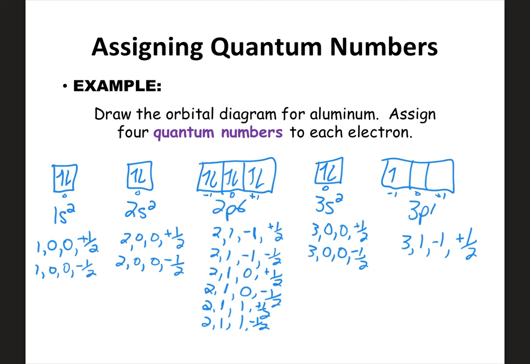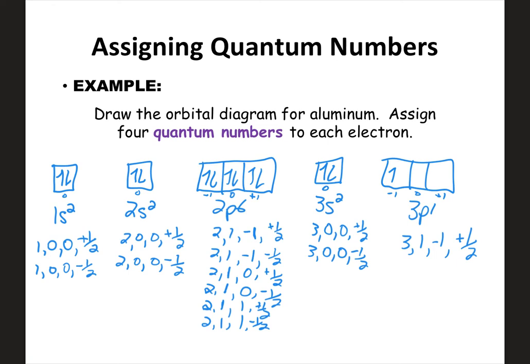Okay, so hopefully this is the orbital diagram and the quantum numbers you got for aluminum here. You definitely need to be able to do the orbital diagram, and then you definitely need to be able to list and show the quantum numbers for each of the particular electrons.